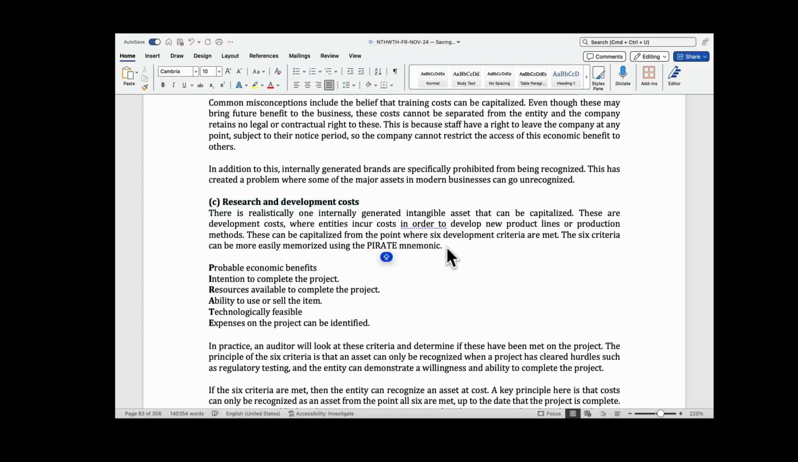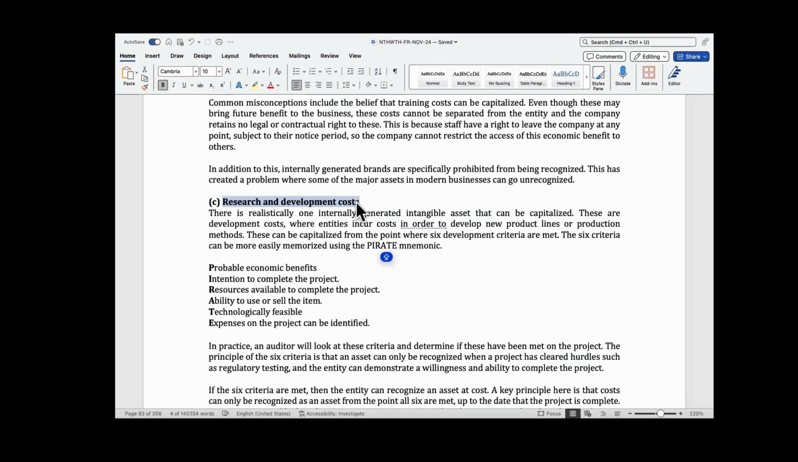So this one will arise when a company incurs costs to develop a new product. Typically, let's say a company wants to develop an app. They would incur costs until that app is ready. Those kinds of costs that you can directly trace to an output or a product or an item, we generally call research and development costs.